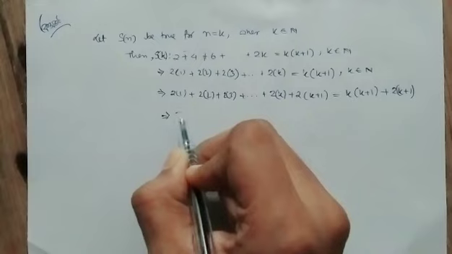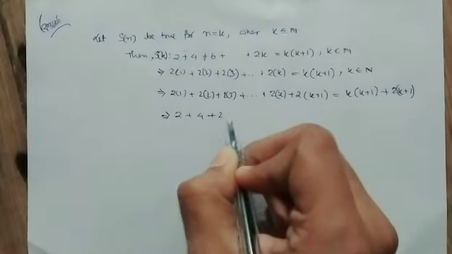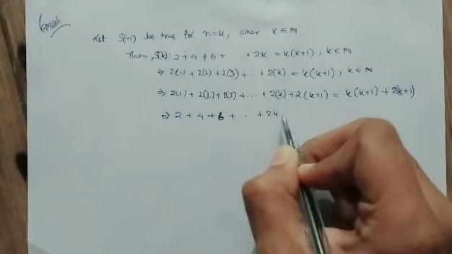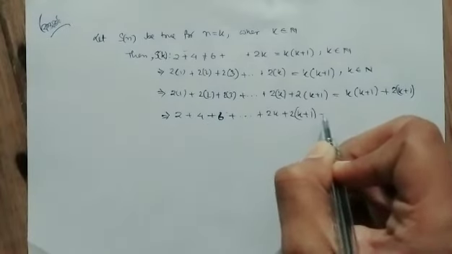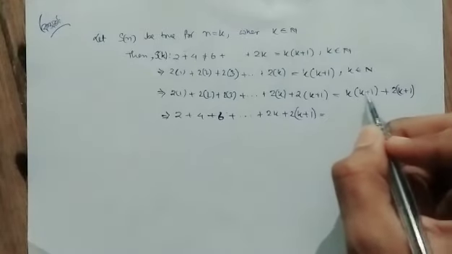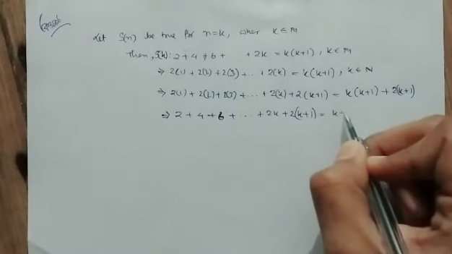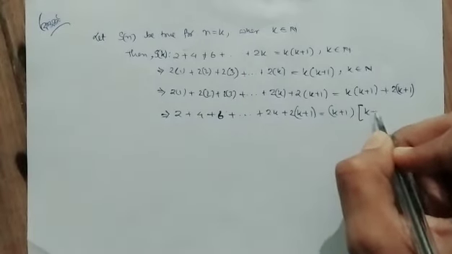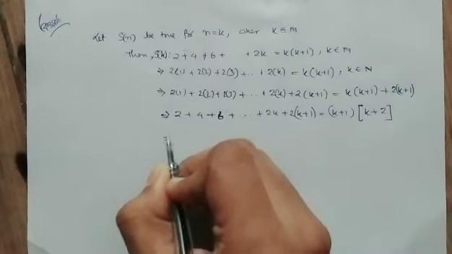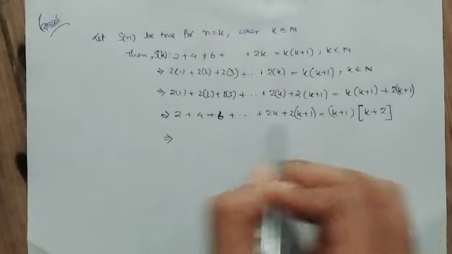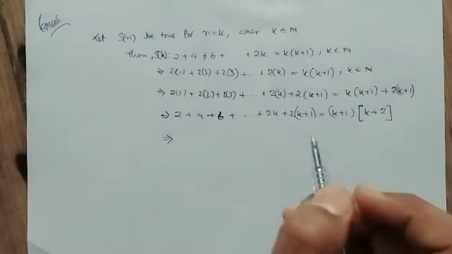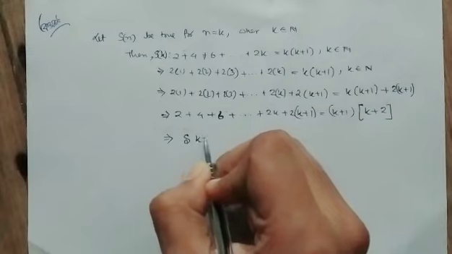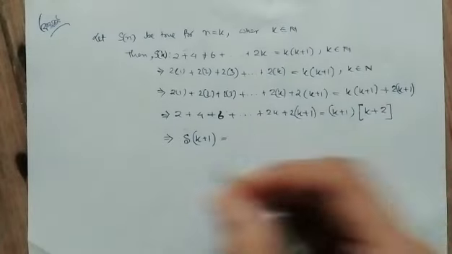2 into 1 is 2, 2 into 2 is 4, 2 into 3 is 6, and so on up to 2k plus 2(k+1). We see that k+1 is common in both the terms, so we can take k+1 out as common, and what we are left with is k+2. Now if you notice, this statement has become Sk+1, so we can replace it by Sk+1.